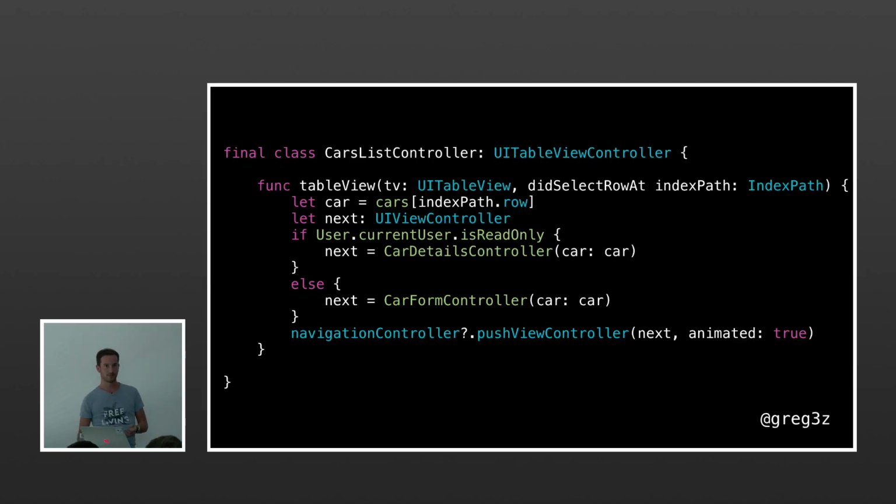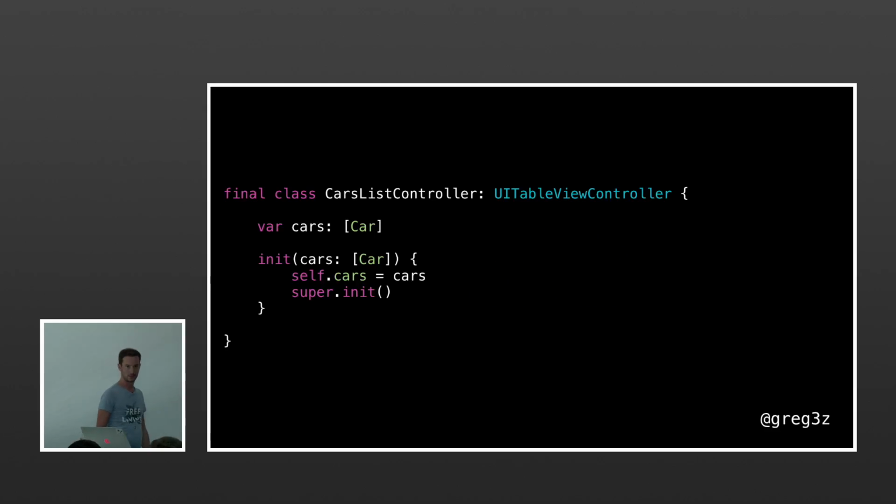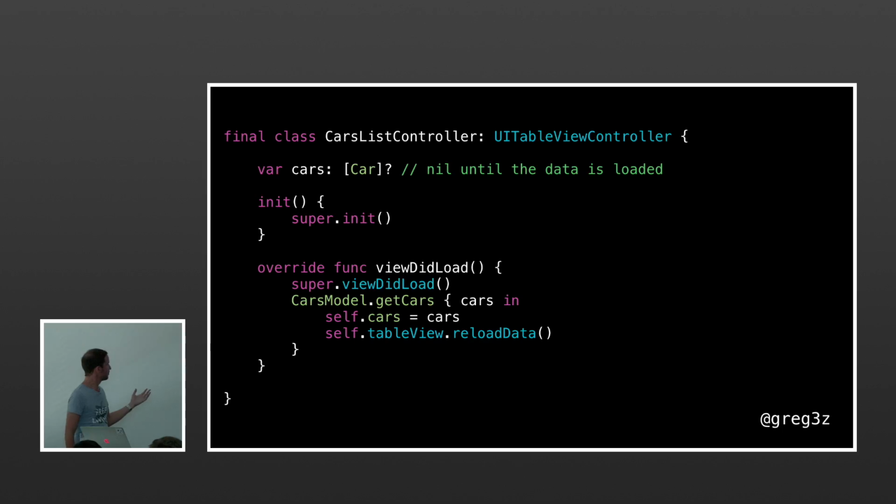Another problem we see often with regular MVC is the lack of dependency injection in the controller layer. We don't often see this kind of signature, for example. Usually, for a cars list controller, again, same example, we will have something more like this. We will initialize it with nothing, and in viewDidLoad, the cars list controller will ask the persistence through the model to get the data it needs to render. That makes sense in a way, because if that guy is not asking for the data it needs, who is going to give it the data it needs, right?